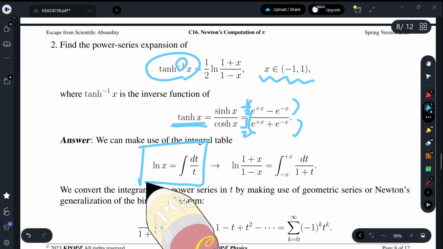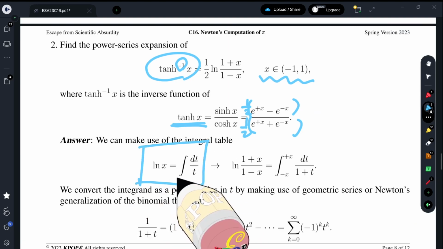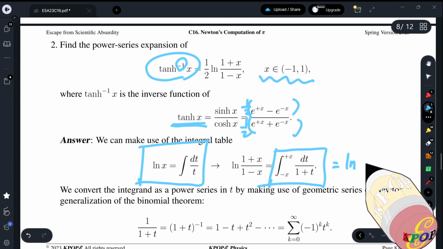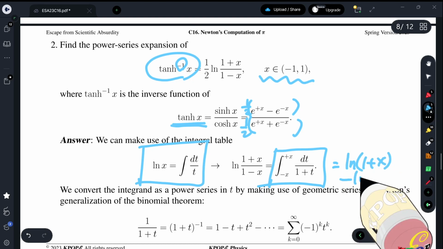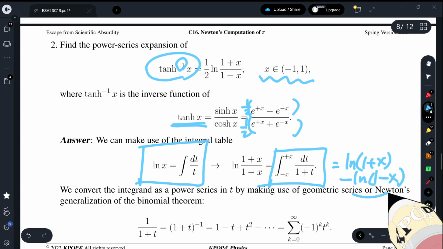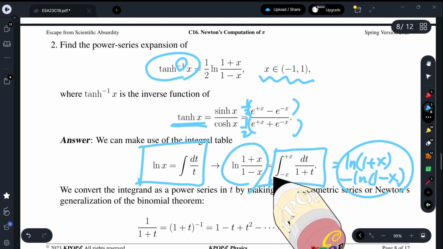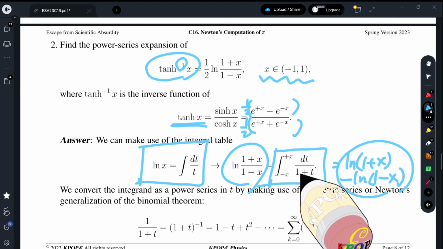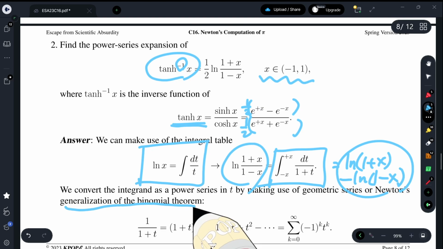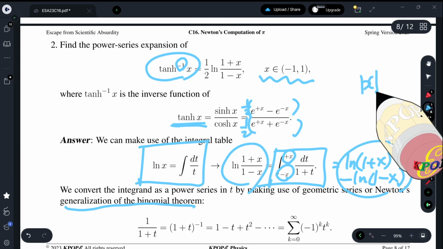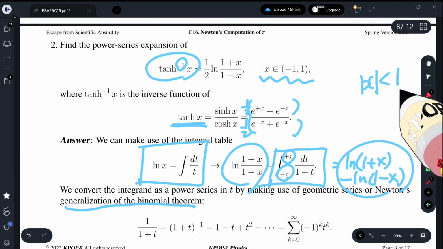We recall the integral table. If I make use of this, I can express this definite integral in the form log 1 plus x subtracted by log 1 minus x, that can be combined into a single term as a log of 1 plus x over 1 minus x. By the way, I can make use of Newton's generalized binomial theorem as long as the absolute value of x is less than 1.